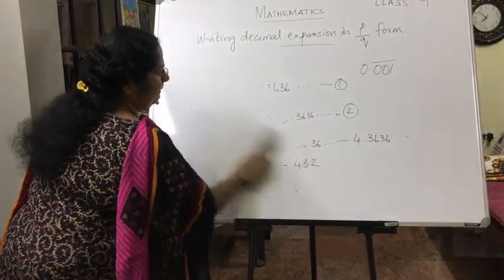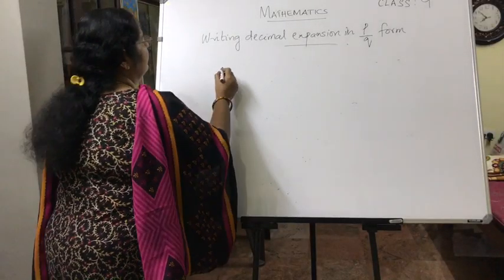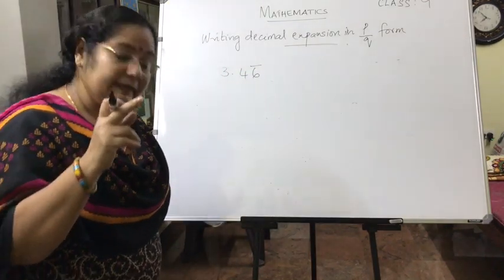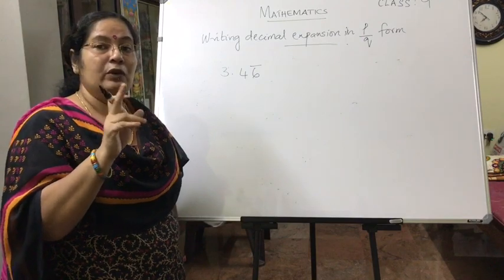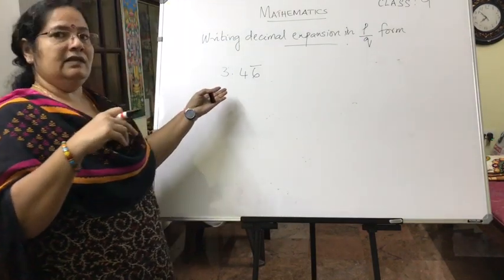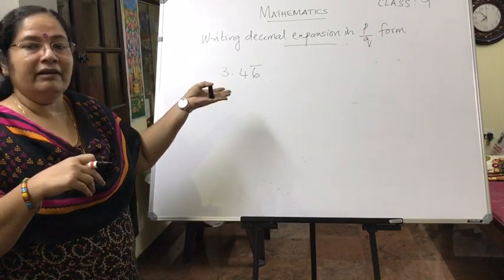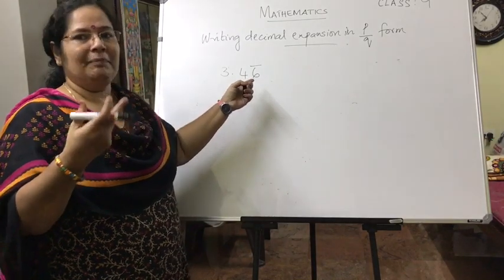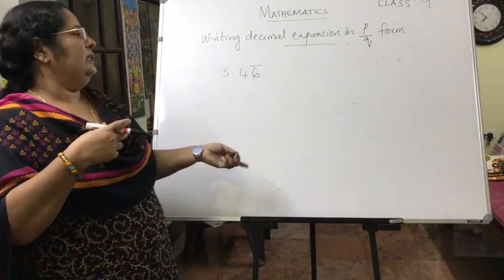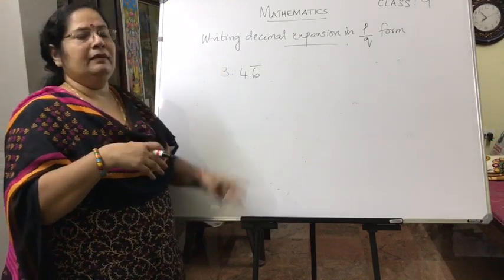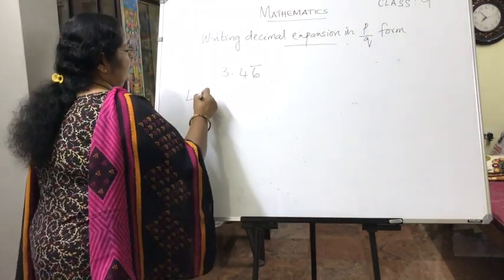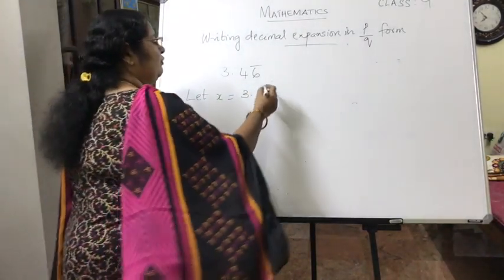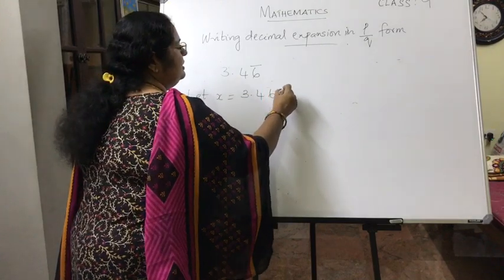Say for example, let us take 3.46 bar. That means which digit is repeating? Only 6 is repeating. So by the way, is this a non-terminating and recurring expansion? Of course it is. Why? Because this 6 is being repeated, the digit 6 is being repeated. So as usual, let us assume x equals 3.46 bar, which means 3.466, you can write like this.